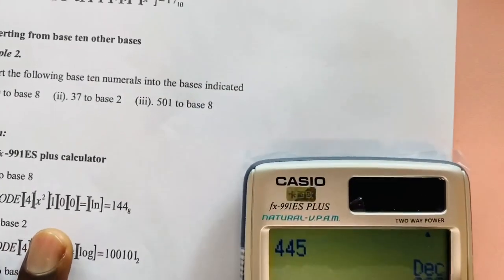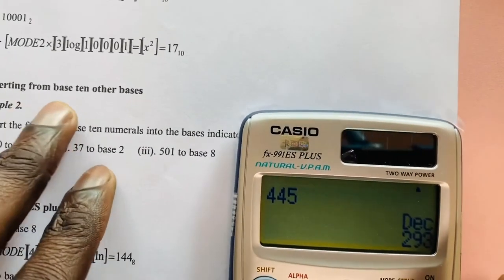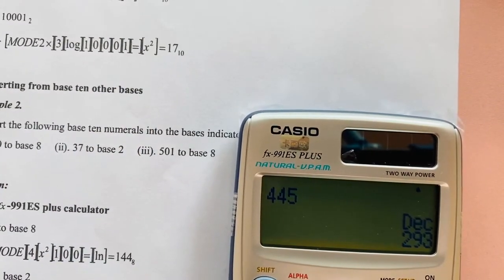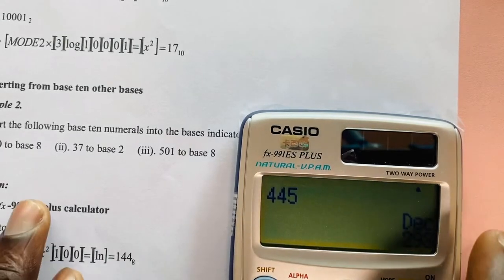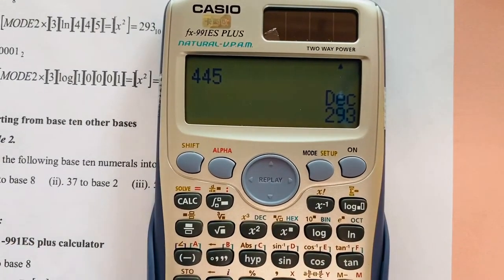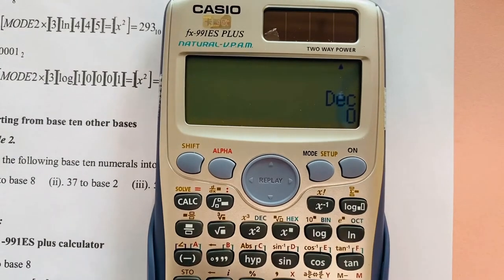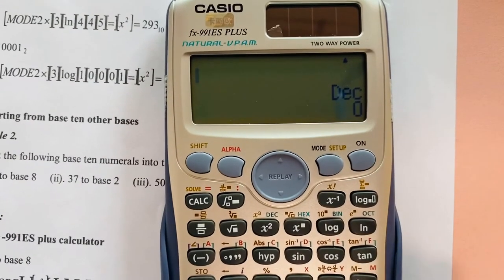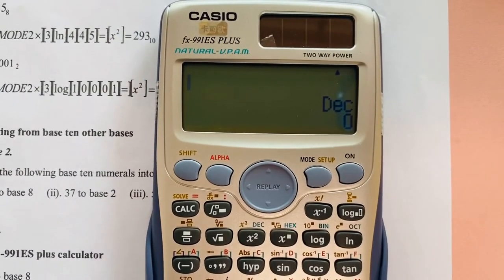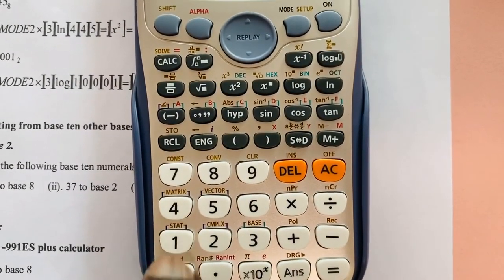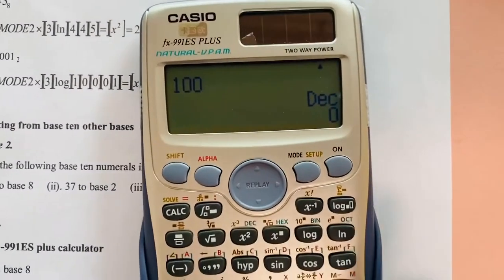Now we want to look at converting from base 10 to other bases. So first of all, we want to see how we can convert from base 10 to other bases. Now let's look at this very well. We have this as already in base 10. So whatever we enter here is in base 10. So we have 100, and 100 is base 10. So we go here and we enter 100.